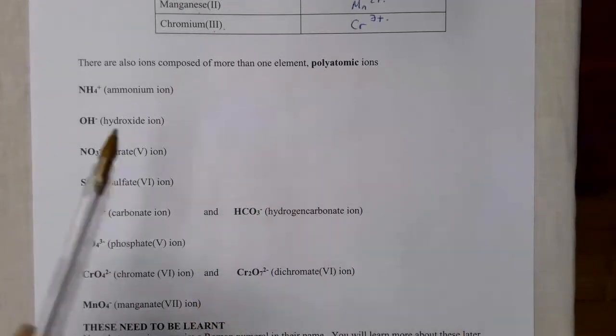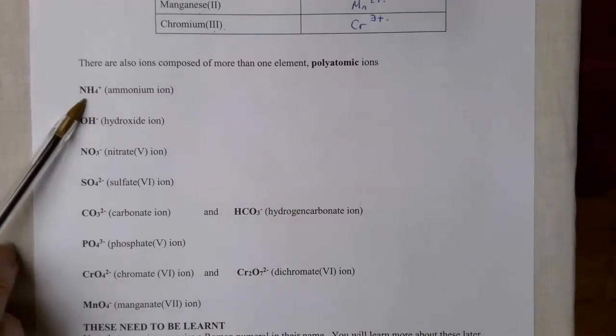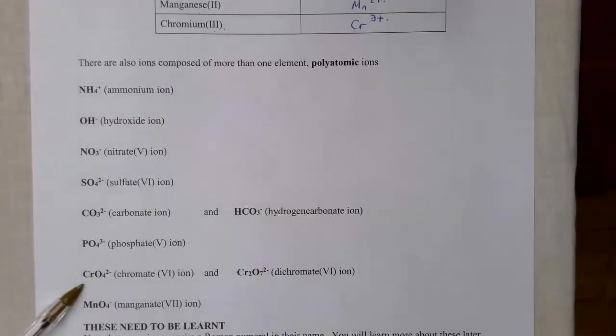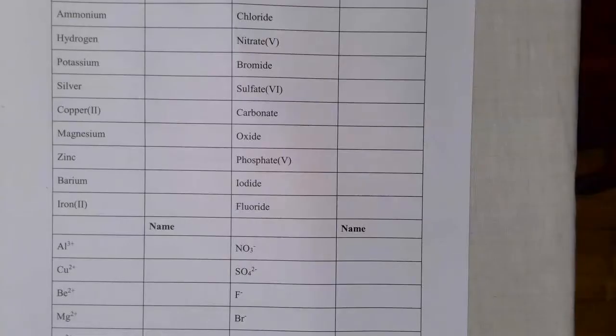There may be a few ones like the ammonium ion NH4+, the chromate CrO4 2-, the dichromate Cr2O7 2-, which is new to you, but they're not too many, but you do need to learn them. So on page 5 of your notes, there's just some practice.